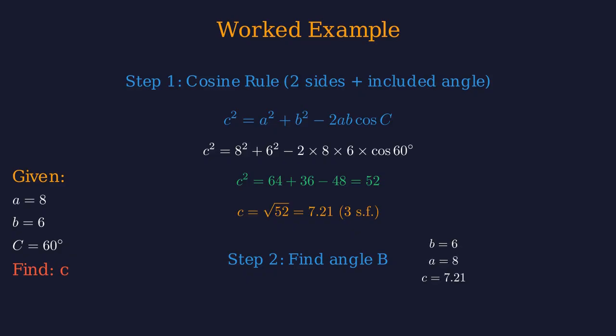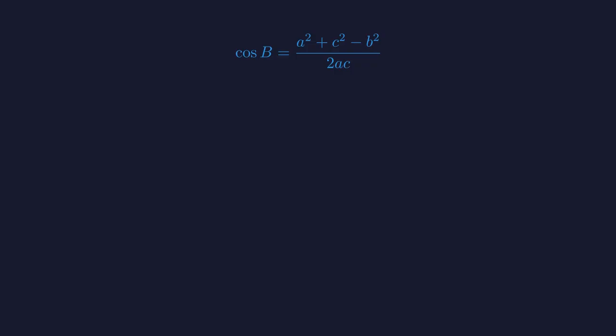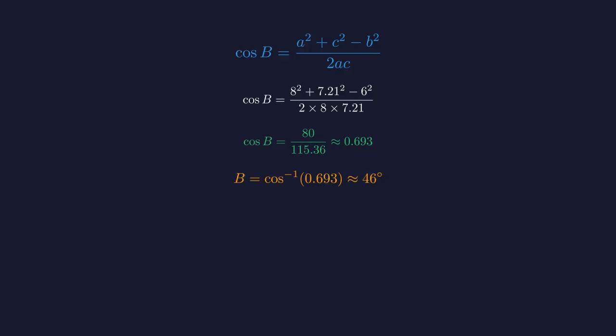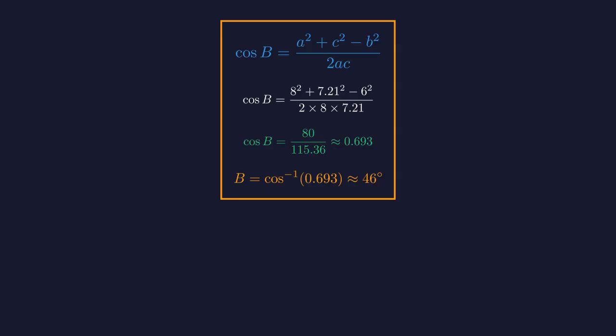Step 2. Find angle B. We now know side b equals 6, side a equals 8, and side c approximately 7.21. We could use cosine rule to find angle B from cos B equals a squared plus c squared minus b squared over 2ac, or use the sine rule because we know a side and opposite angle pair. Use cosine rearranged. Cos B equals a squared plus c squared minus b squared over 2ac. Substitute the numbers. Cos B equals 64 plus 52 minus 36 over 2 times 8 times 7.21, approximately 80 over 115.36, approximately 0.693. Then B equals cos inverse of 0.693, approximately 46 degrees to the nearest degree. Write the formula, show the substitution and the inverse cosine step and you'll claim the marks.